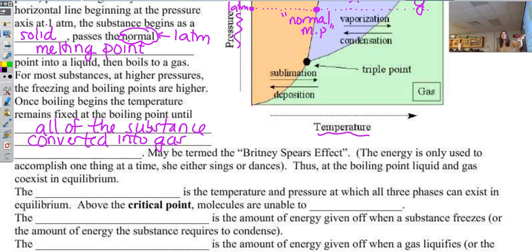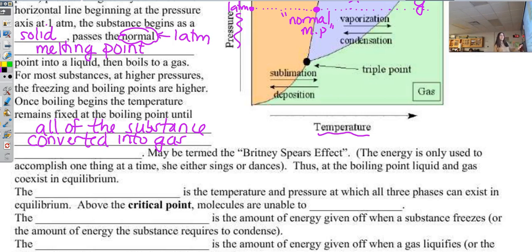I like to call it the Britney Spears effect because, I love Britney Spears, but typically she can only sing or she can dance. Even when she was really young in concert, everybody knew it was one or the other. She wasn't doing both at the same time. Thus at the boiling point, liquid and gas coexist in equilibrium. And that can look like, well, I'll show you in just a second.